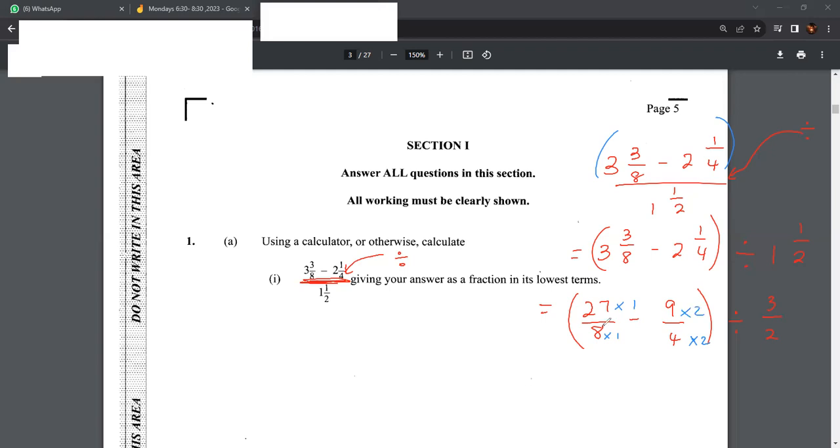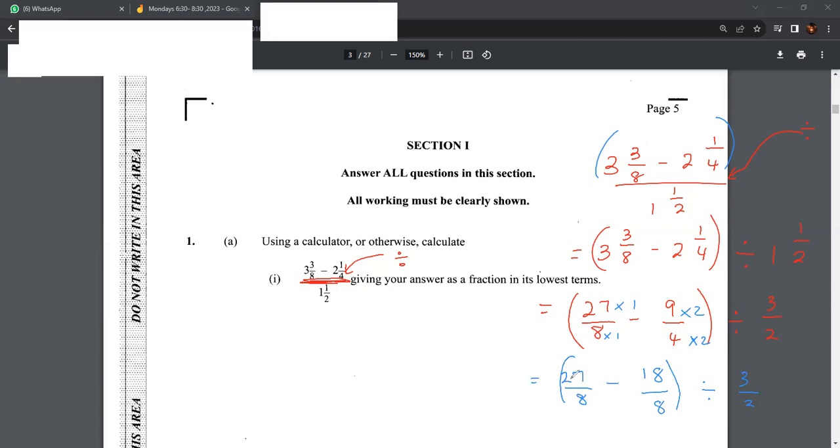Right, so we're going to end up with 27 times 1, which is 27 over 8, minus 9 times 2, that will be 18 over 8. Keep it in brackets until you get a single fraction in the bracket. Now notice, I'm not doing anything with this part yet, but I'm just bringing it down because I don't want to get excited when I reach the end and then forget it, or we forget it.